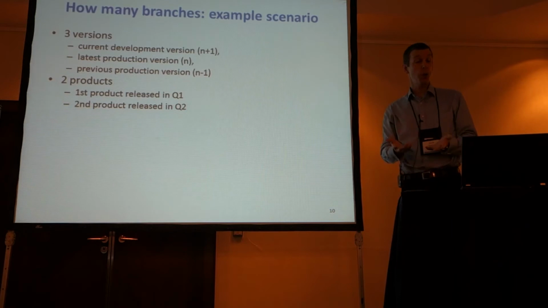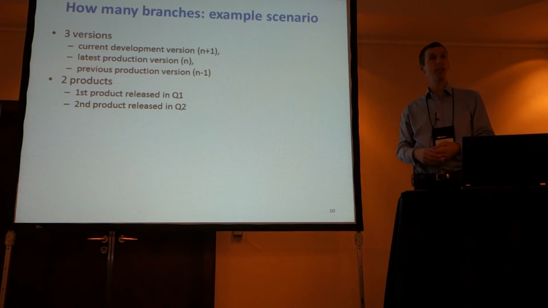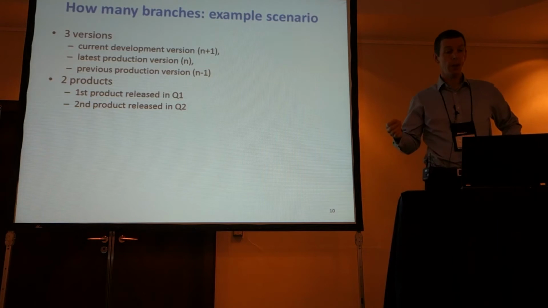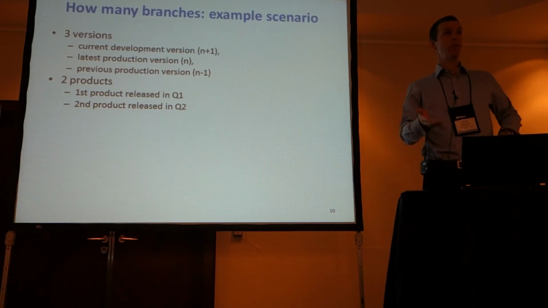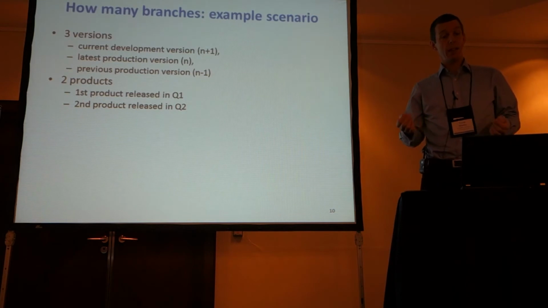Then if you have 2 products, it's a very simple use case, isn't it? But these products have a different release date. Product 1 is released in Q1, product 2 in Q2. So what does that mean? Well, if we've got any shared content, which we probably have if we're doing DITA, then we'll probably have to have a branch for each one of those products, won't we?